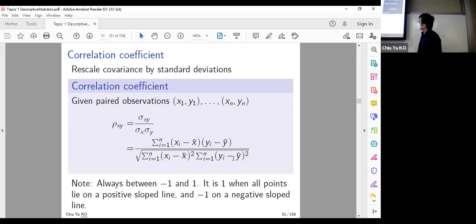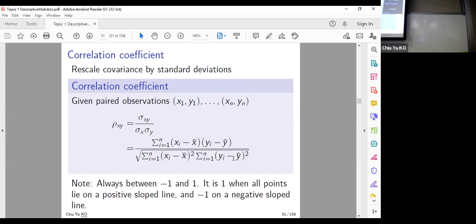So lastly, we talk about the final measure, called the correlation coefficient. What it is actually doing is, you have the measure we have, sigma xy, but now you divide it by the standard deviation of x and the standard deviation of y. Why do this complicated formula? Because after this formula, what you get is always between -1 and 1.